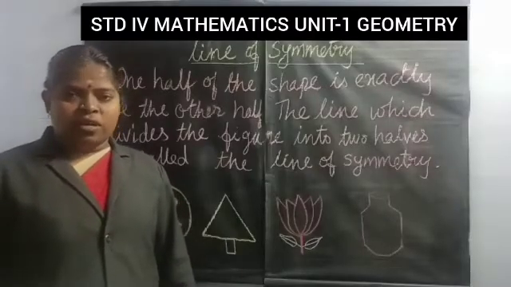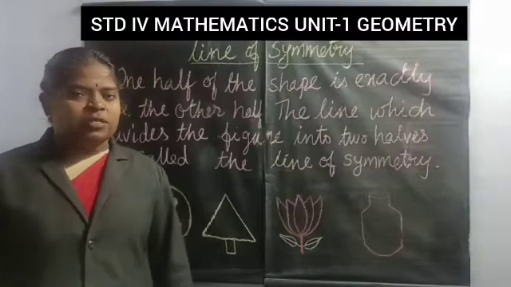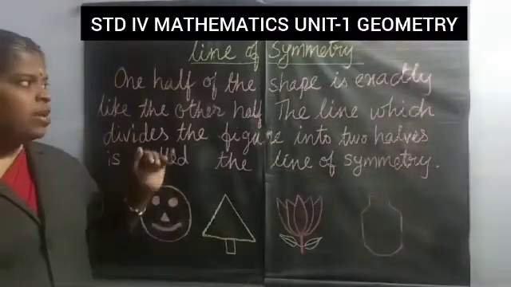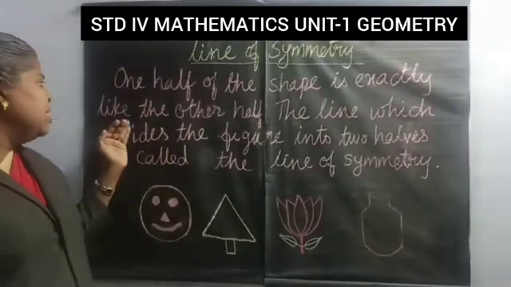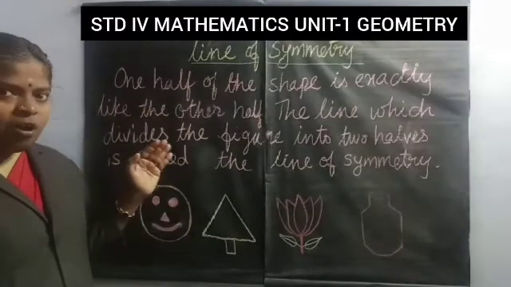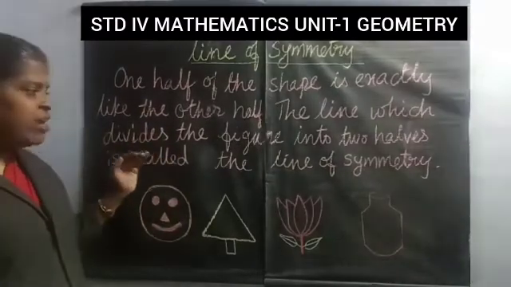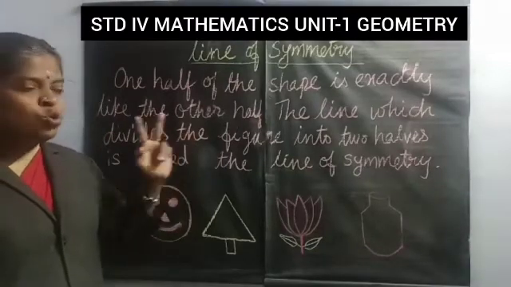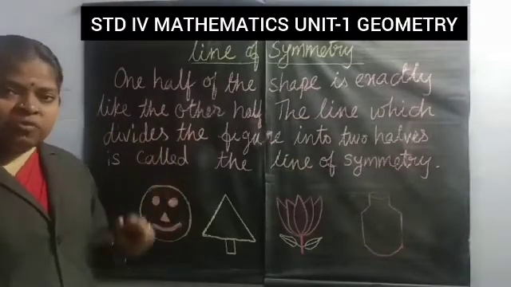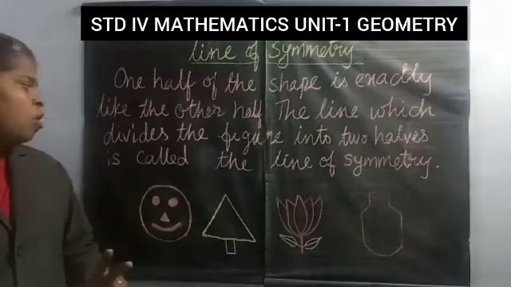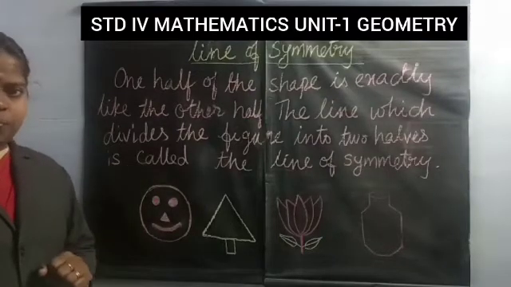Children, now we can learn about line of symmetry. One half of the shape is exactly like the other half. The line which divides the figure into two halves is called the line of symmetry.